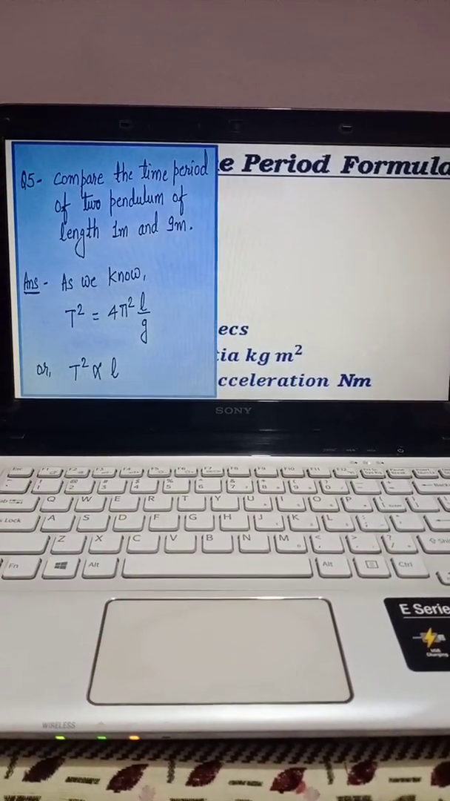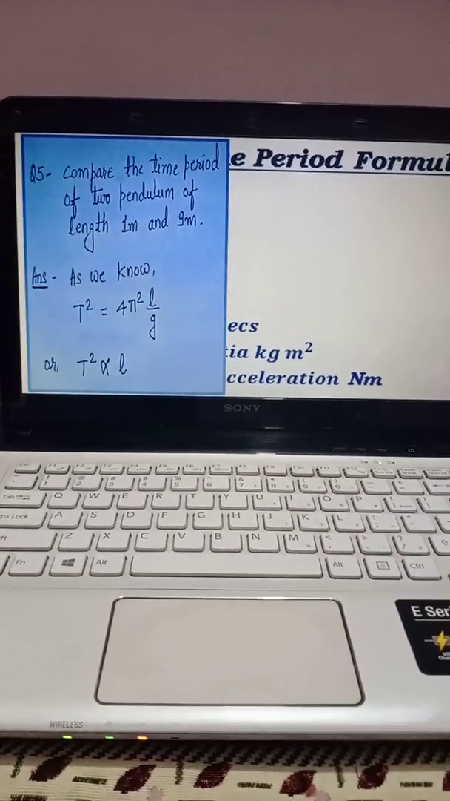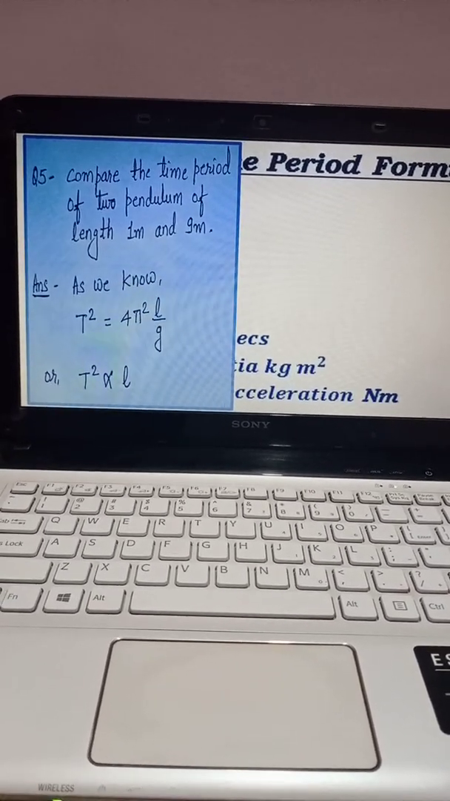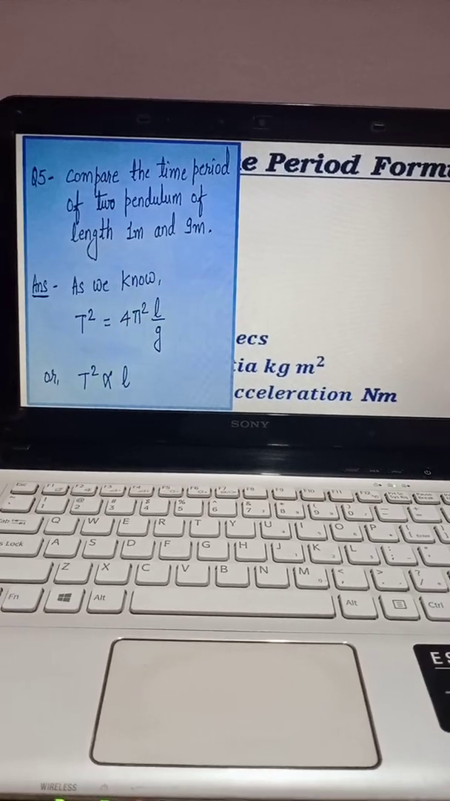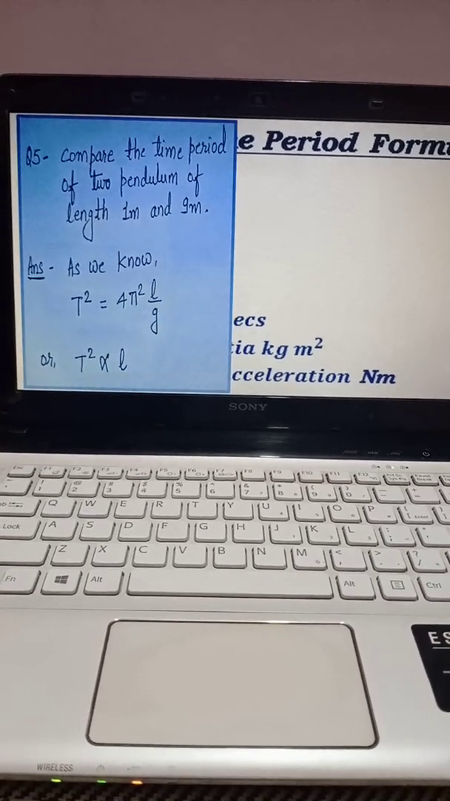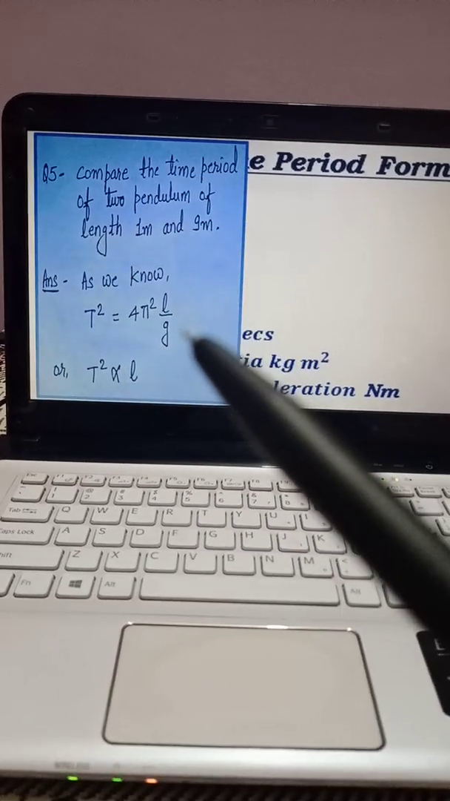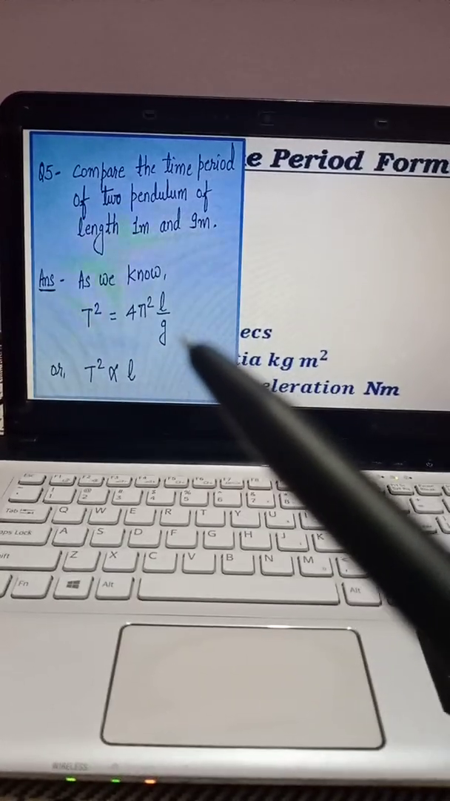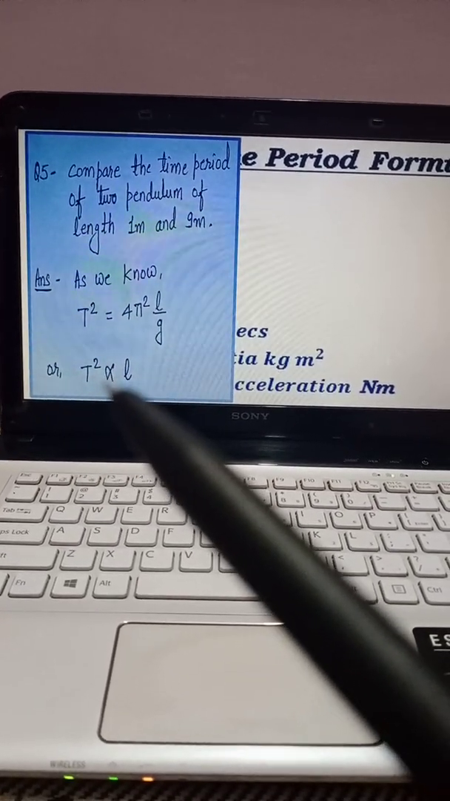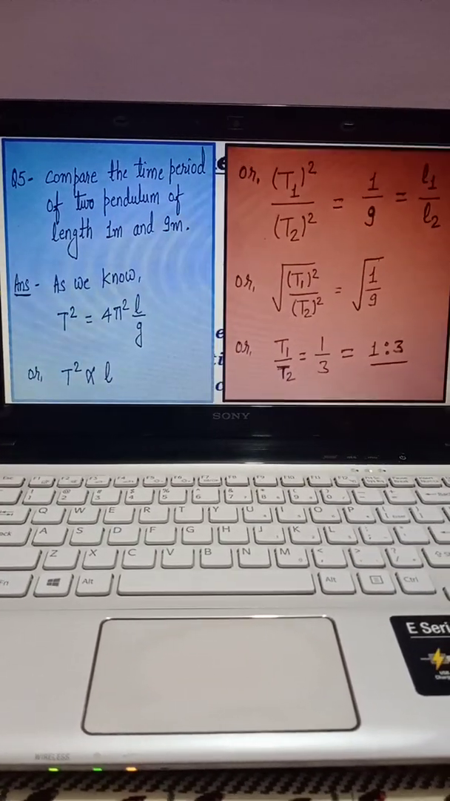Then the next numerical we are going to see now. Compare the time period of two pendulums of length 1 meter and 9 meter. Again, we have to compare the time period of two pendulums whose lengths are 1 meter and 9 meter. To do this, we use the formula T square is equal to 4 pi square L by g. With this formula, we understand that the length of a simple pendulum is directly proportional to the square of the time period.